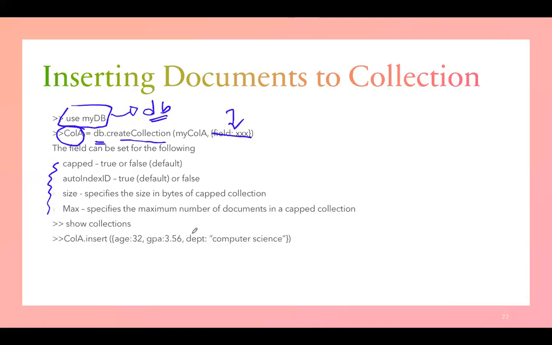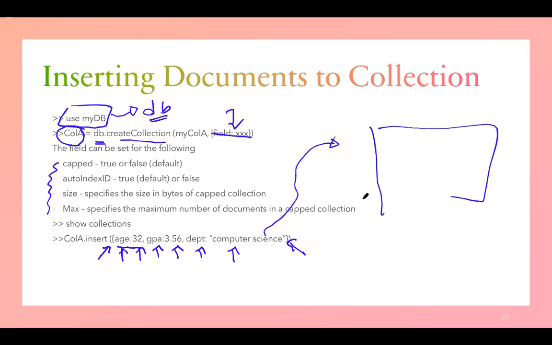That will show you all the collections. And this is how we would possibly insert a document, right? Inside this parenthesis, what I have is a document. A document is nothing but key value pairs. So this is my key, this is my value. This is my key, this is my value. This is my key, this is my value, separated by commas. And as you can see, you can visualize this data in a table that has 3 columns, right?